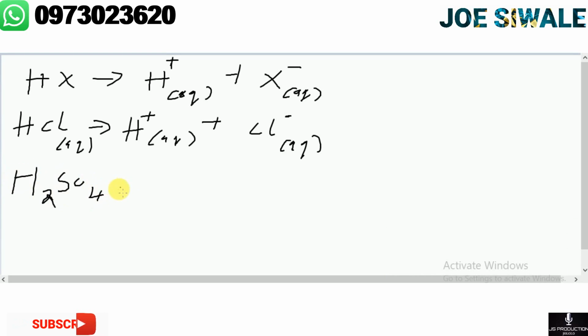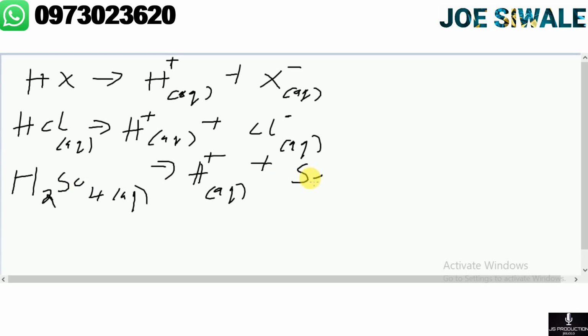So sulfuric acid. The same thing will happen to sulfuric acid. We know that the first thing that you're supposed to write is your hydrogen ion, which is in aqueous form, plus the other ion that is remaining, the sulfate ion, which is SO4, in aqueous form, but the valence of this sulfate ion is 2, so that is going to be 2 minus.